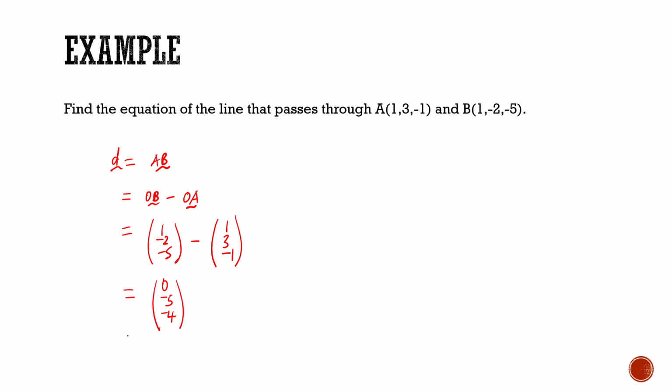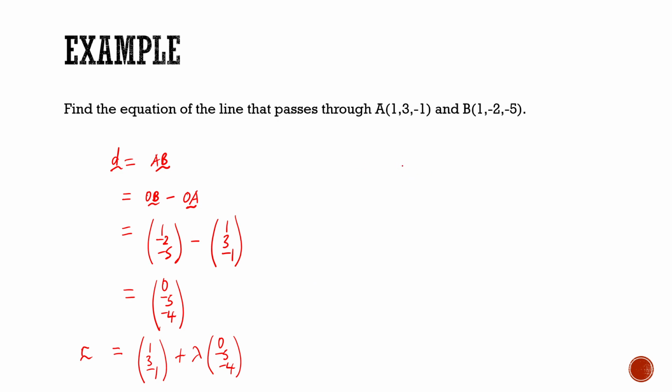Okay, so now that we have the direction vector, we can go ahead and write it in vector form. R is equal to OA, in this case (1, 3, negative 1), you could use OA, you could use OB, it doesn't matter, plus lambda times (0, negative 5, negative 4). And this would be the vector equation of that line.